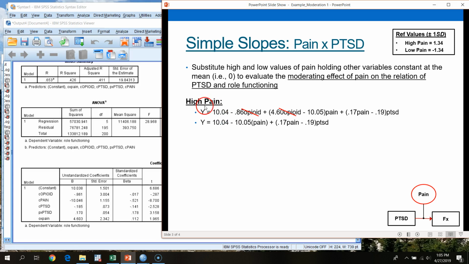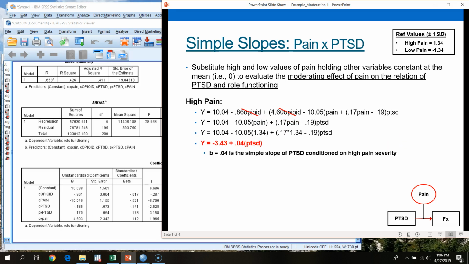So here, looking at high pain, all I'm going to do is plug a value of 1.34 in for pain here and for pain here. If I do that and multiply this out, I get a simple slopes equation for the conditional effect of PTSD on role functioning at high levels of pain: negative 3.43 plus 0.04 PTSD. And so 0.04 is my simple slope of PTSD conditioned on high pain severity.